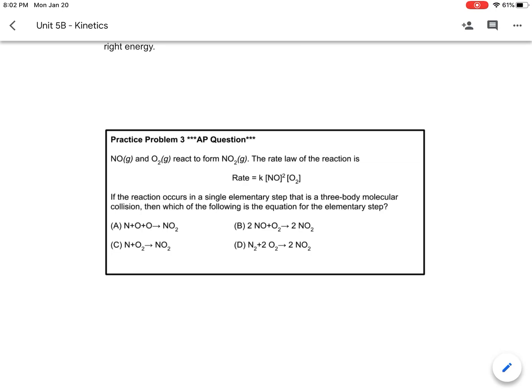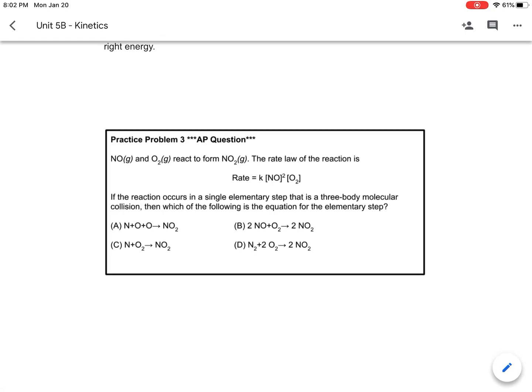So in this video we're going to start with practice problem number 3. Practice problem number 3 says nitrogen monoxide gas and oxygen gas react to form nitrogen dioxide gas. And it gives us the rate law. In the rate law we can see that nitrogen monoxide is second order and oxygen gas is first order. So if the reaction occurs in a single elementary step, that is a three-body molecular collision, then which of the following is an equation for the elementary step?